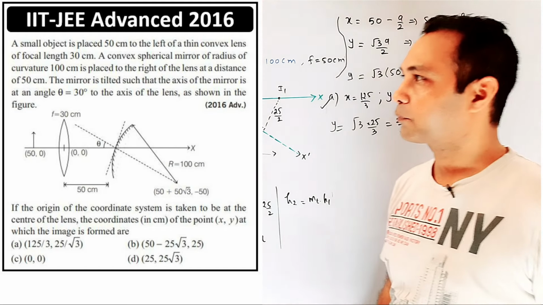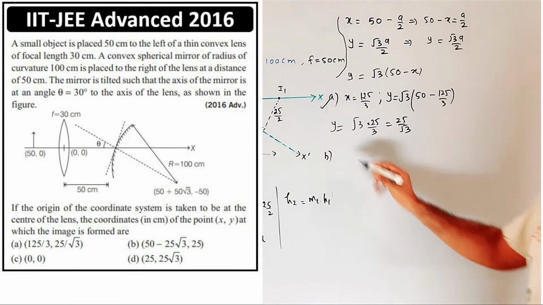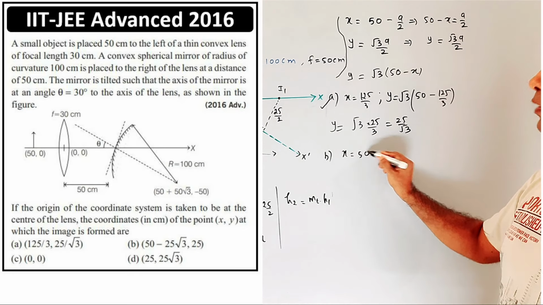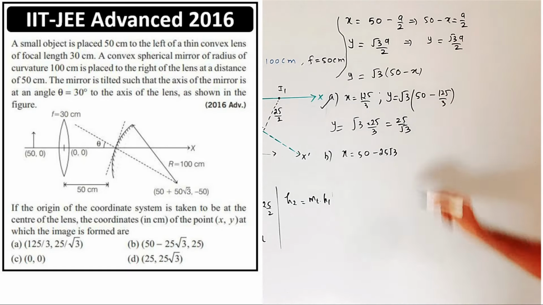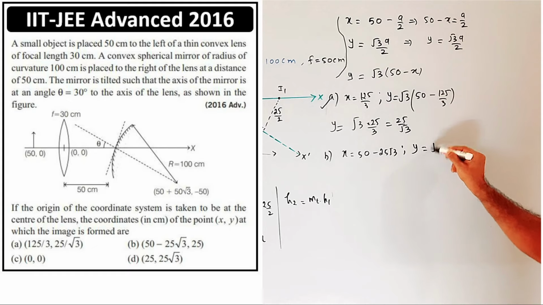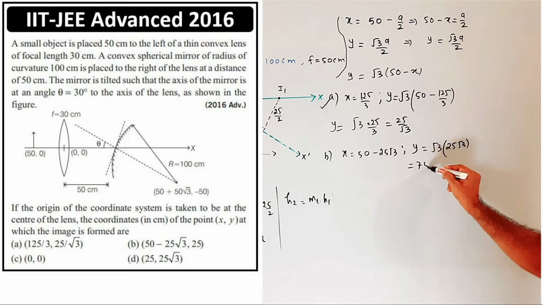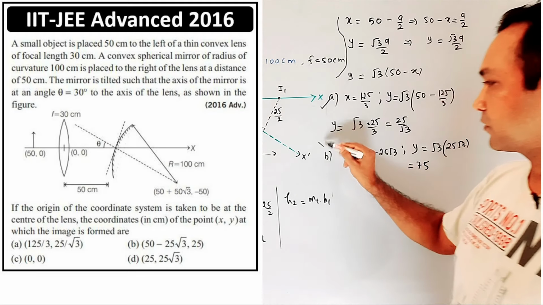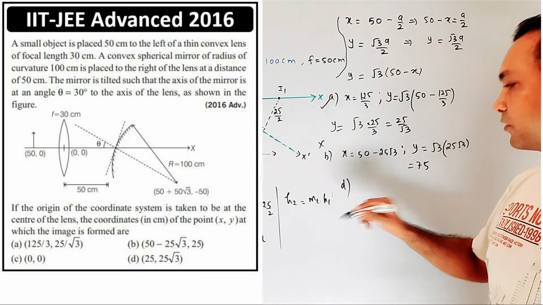Option B, x is equal to 50 minus 25 root 3. If we put it here, y will be root 3 into (50 minus x). So 50 minus x will become 25 root 3, and that will become 75, and that is 25. So this is not satisfying. C is not satisfying. Let me check option D.